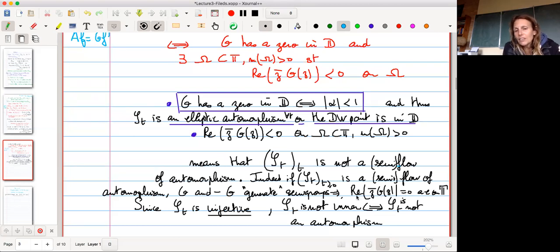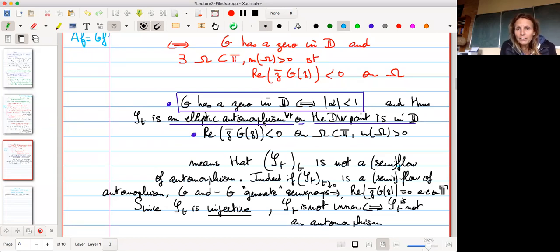So the real part must be equal to 0 almost everywhere on the unit circle. So the interpretation of that is just to avoid the case of automorphisms. Okay, so it means that with this and this, we have cancelled the case of elliptic automorphisms.